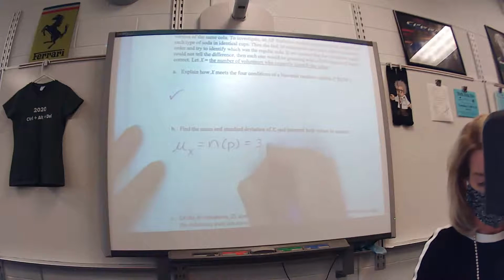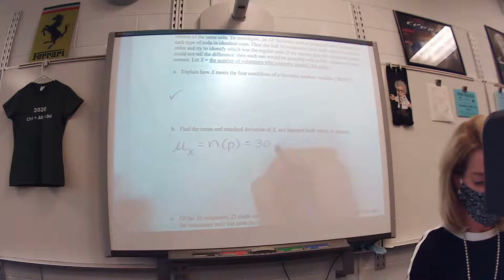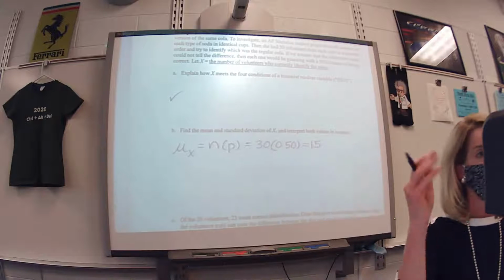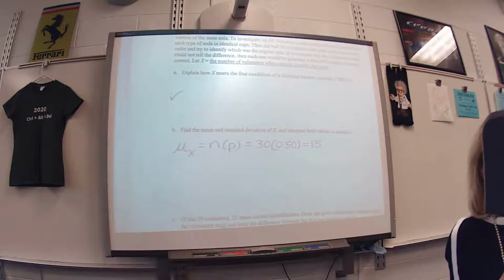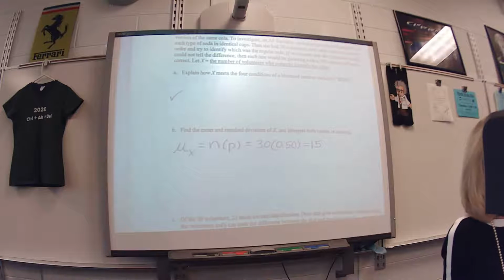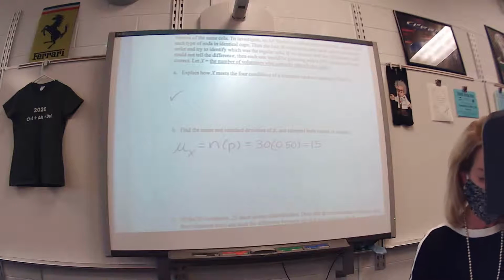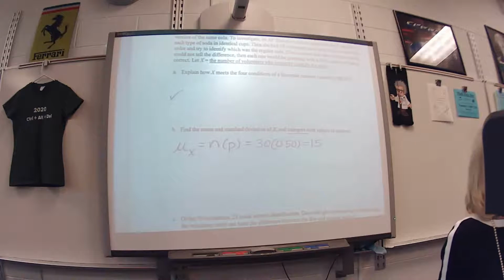There are 30 volunteers. The probability that they guess correctly is 50%. The mean is 15, and intuitively, the mean ends up being very intuitive for people. If there's really no difference, I would expect half of them to guess right and half of them to guess wrong: 15. And I said here, interpret both values in context. And that's what I would say here.